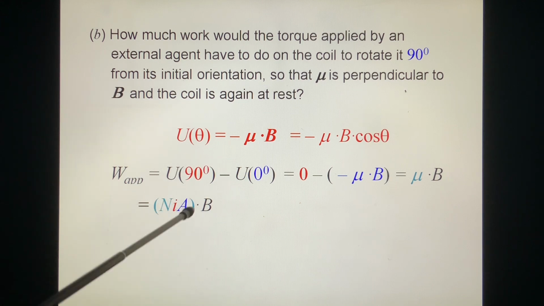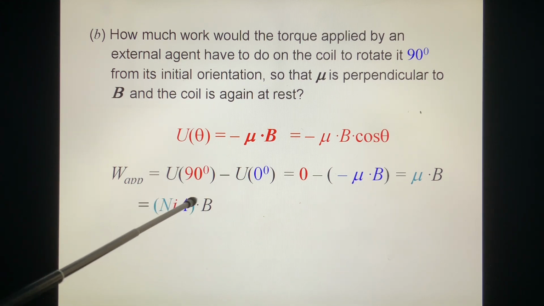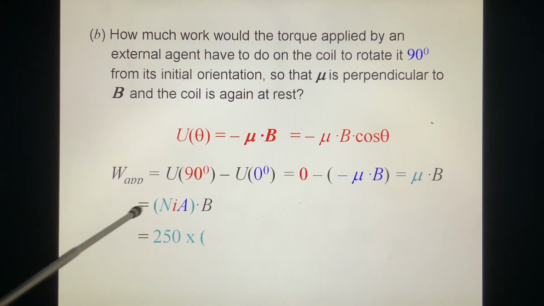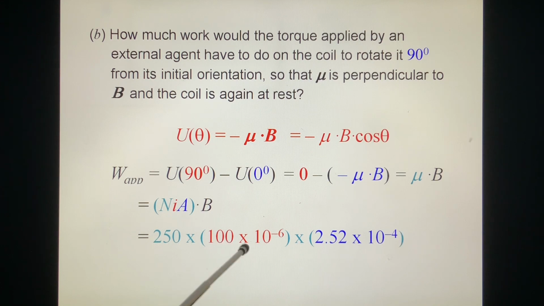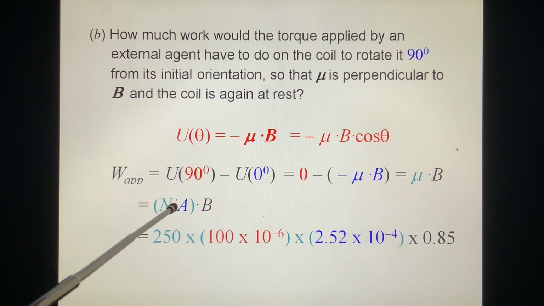Now we put in the numbers. Mu equals N I A, and B. The given current is 100 microampere. We should use the ampere as a unit, and the area is in square meters, and B is in Tesla. We get this one.